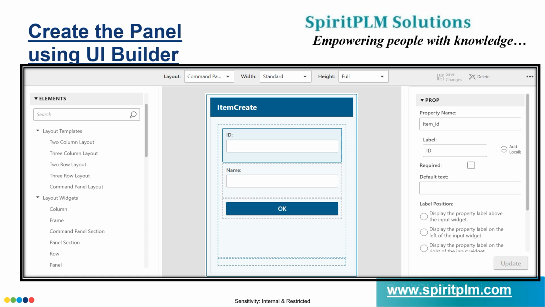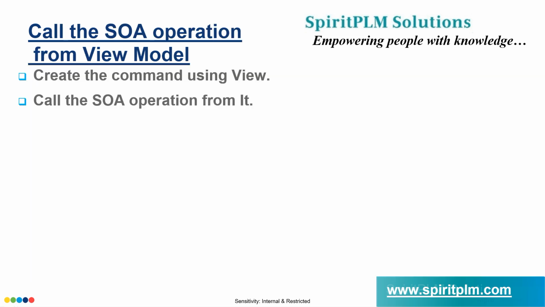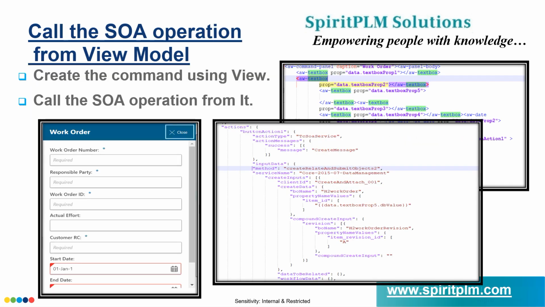labels. You can even change the label position, for example, a label above the text box, a label at the left of the input widget, or a label at the right of the input widget. You can define that there. You can also define your layout, whether a two column layout, three column layout, two row layout, or three row layout. That kind of configuration you can do. And from this.